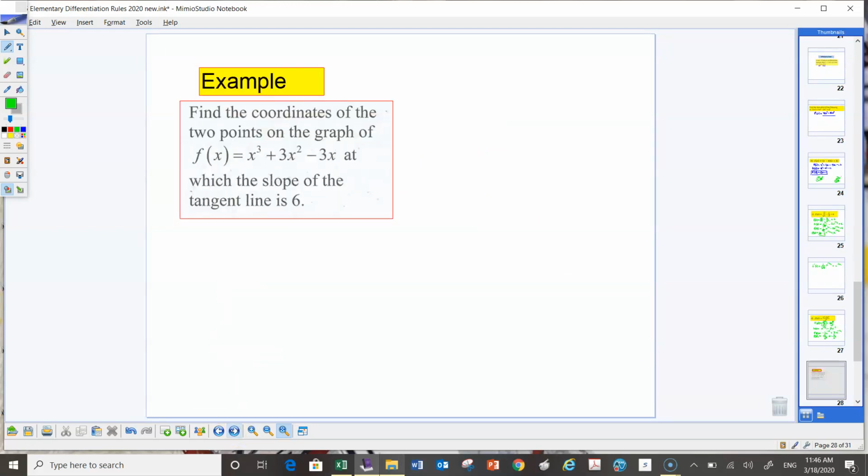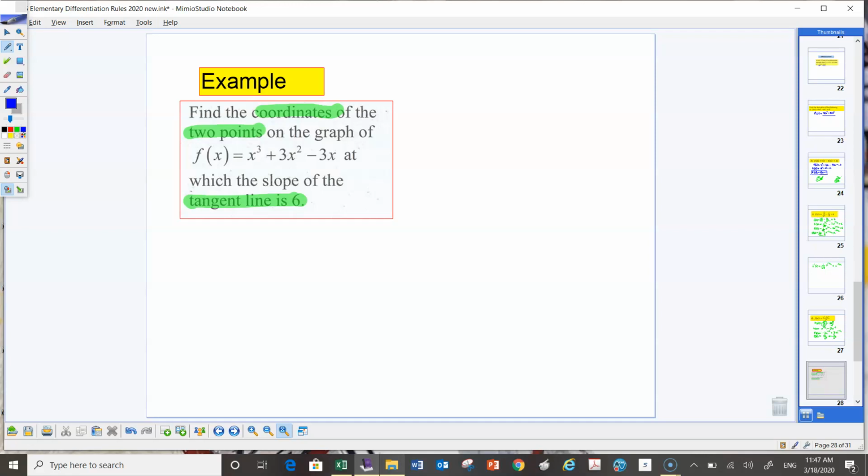All right, this next question is asking us to find coordinates. We're trying to find the coordinates of 2 points on a graph at which the slope of the tangent line is 6. So they're giving us the slope of the tangent line, and so far in all the questions we've done, we've been given a function and asked to find the slope at a particular point. Now they're giving us the slope, and we have to work back to find the point where the slope is 6. So as soon as you see slope of tangent line, you have to think of derivative.